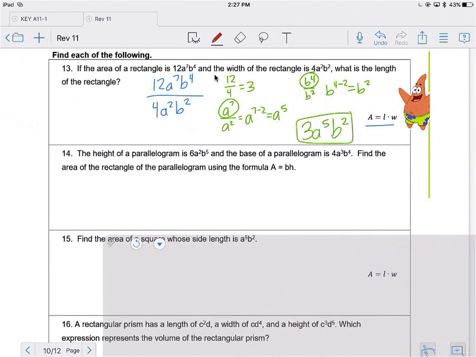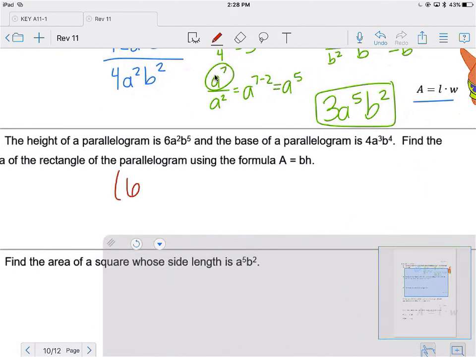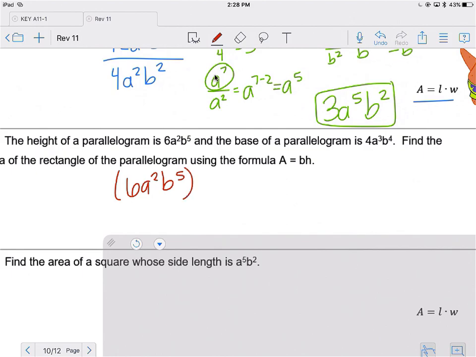On problem 14, they're telling us the height is 6a squared b5 and the base is 4a cubed b4, and they're asking us to find the area. So if you're asked to find the area, it means you're going to need to multiply, and if you're given the area like we were right above, then we need to divide.